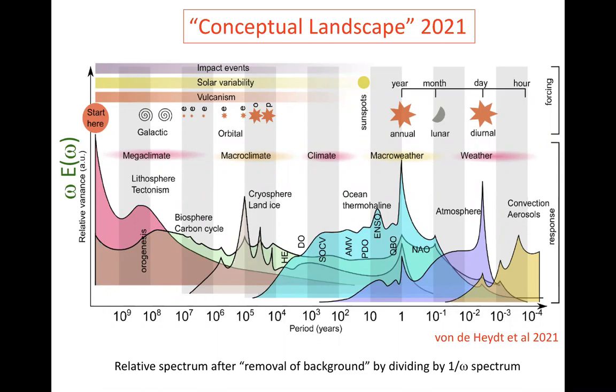But there's a new paper that just came out by Von Hyde and others, I think it was in January. And what they decided to do was to try to get rid of the background by dividing by their guess at the background spectrum, which is a 1 over omega spectrum. So that means that what we're actually plotting here is omega times the energy spectrum. And they didn't put numbers here, so it's only relative variance. But you can see that it's another artist's conception, and they just call it a conceptual landscape.